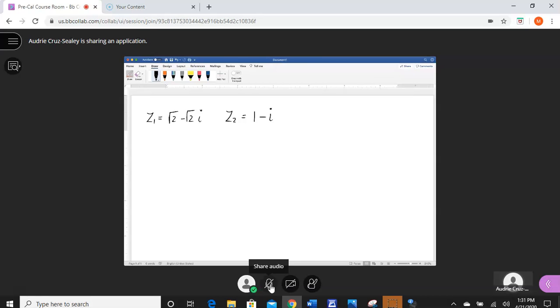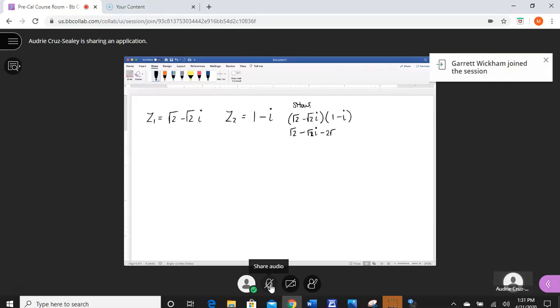Now, if you were to multiply, I'm going to show you something. I don't want you to do this, I'm just going to show this to you. Just watch. Be entertained by the show. If we were to do this, we would have the square root of 2 minus the square root of 2i, and we would multiply this by 1 minus i. We actually did this back at the beginning of the section where we FOILed it out. If we FOIL this out, we would get the square root of 2 minus the square root of 2i, right? Inner would be negative square root of 2i.